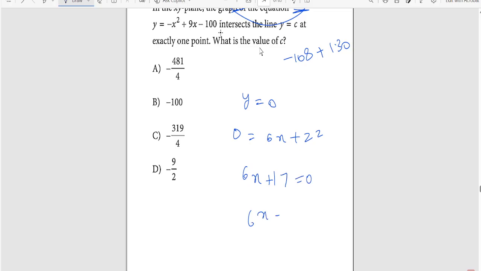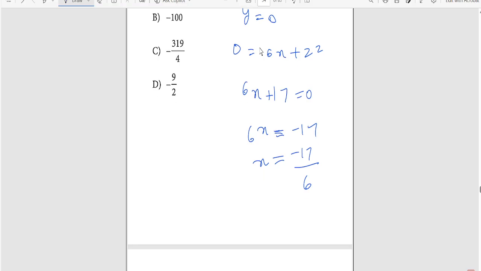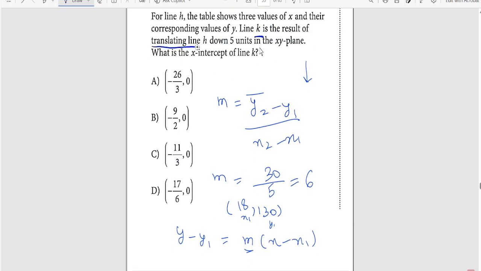Now 6x is equals to negative 17, if I move it to the other side of the equal sign, right? Now I divide both sides by 6. I get negative 17 over 6. So x is negative 17 over 6, y is 0. So basically option D is correct.